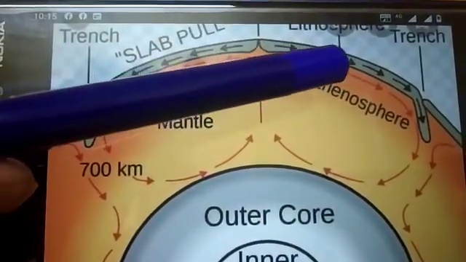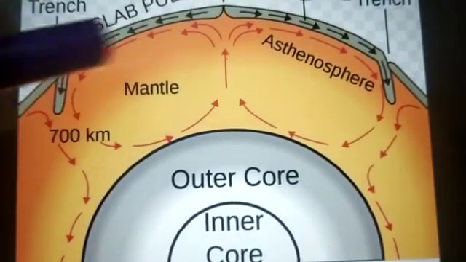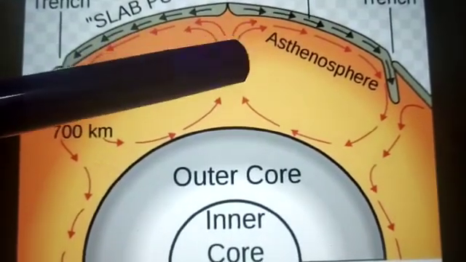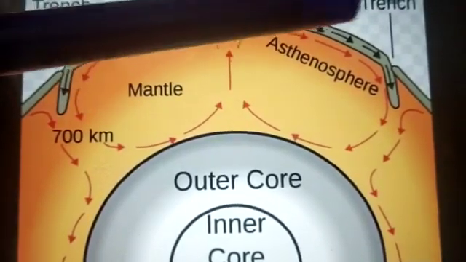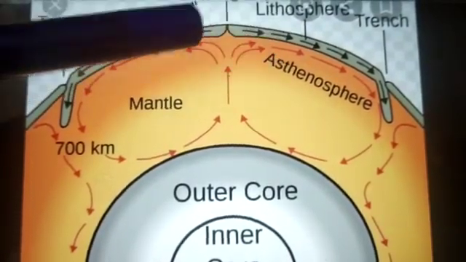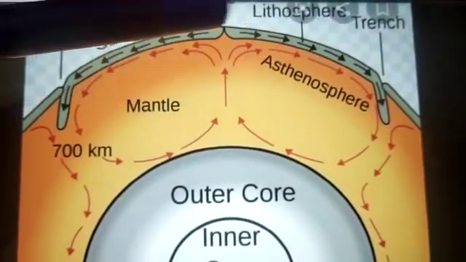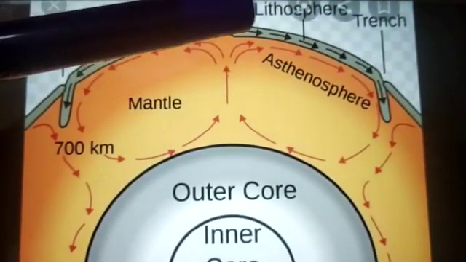Okay, the asthenosphere is the molten form of the rock. The rocks are molten in form here in the asthenosphere, and the lithosphere you can see here. The lithosphere floats on the asthenosphere, and because of this convection current, it moves. You can see the movement, okay, the two plates move in different directions.